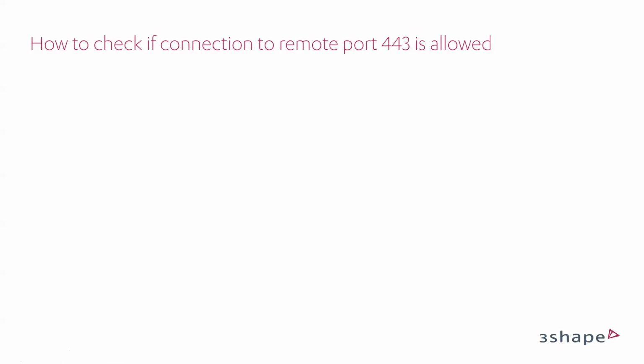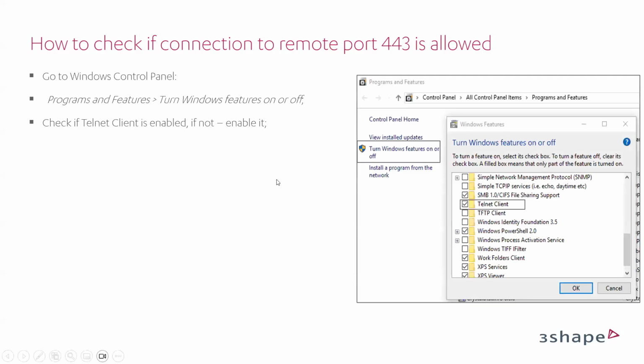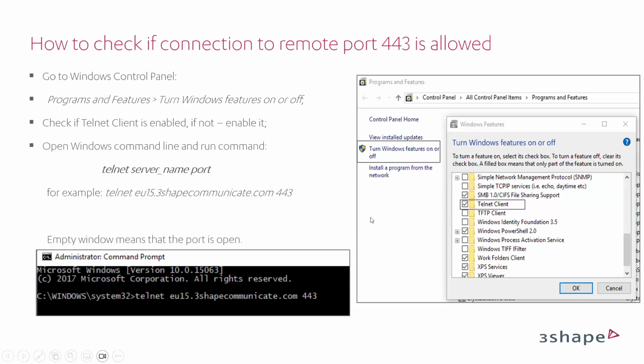You can see how to check if the connection to remote port 443 is allowed. You just need to go to Windows Control Panel, Programs and Features. Then go to Turn Windows Features on or off. Then check if the Telnet client is enabled here, or if not, you need to enable it.